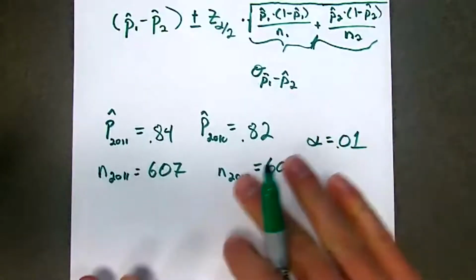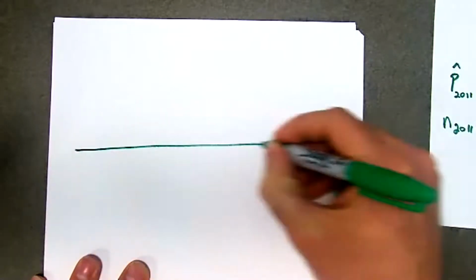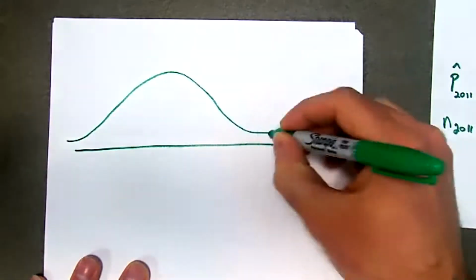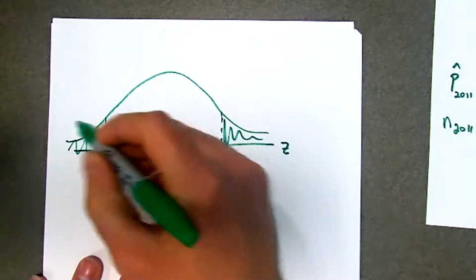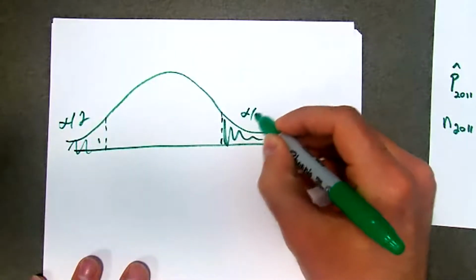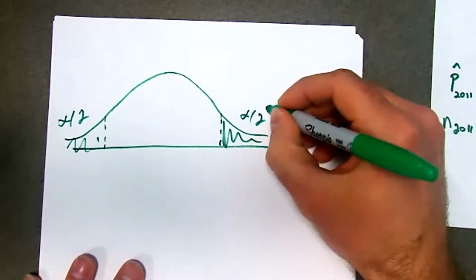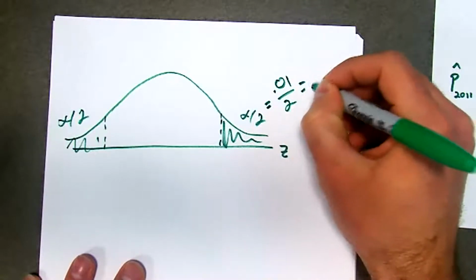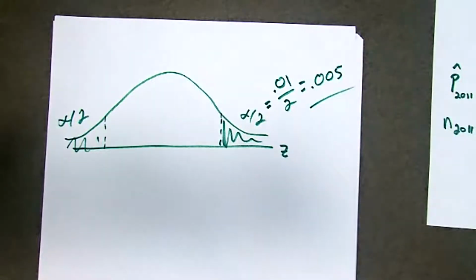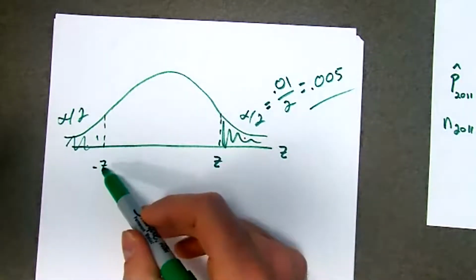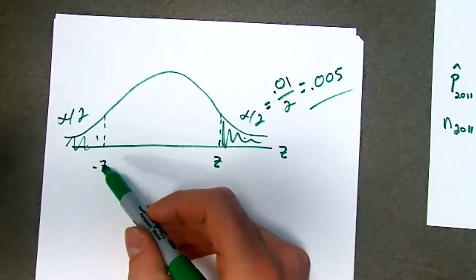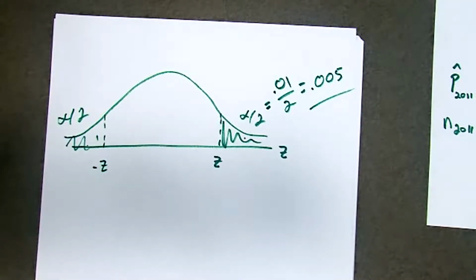What I'm going to do, and I'll come back to this in a second. When I'm thinking about looking up these Z values, I've got this distribution, and I want to find the value such that there's alpha over 2 on each side of my interval. If my alpha is 0.01, then the area I want is 0.005 on either side. So what Z values would give that to me? How many standard deviations away do I want to go? We've got the area in the tail.